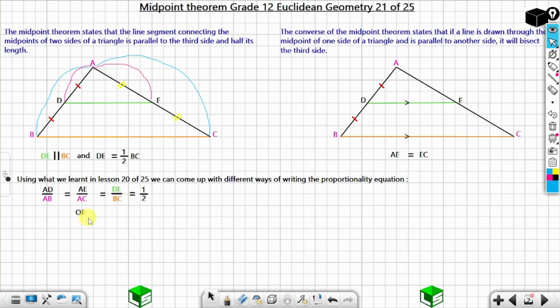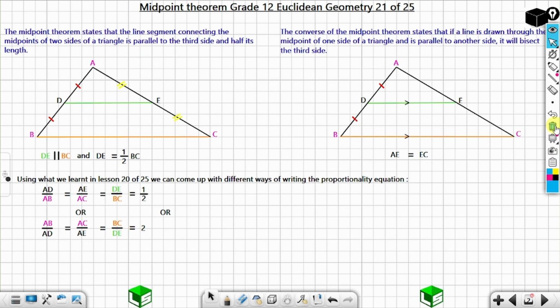This equation can also be written like this. You can flip it. Instead of AD over AB, you can have AB over AD equal to AC over AE equal to BC over DE. This is equal to 2 over 1, which is 2.